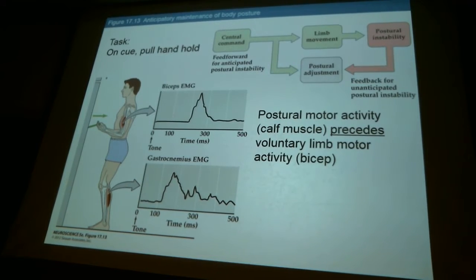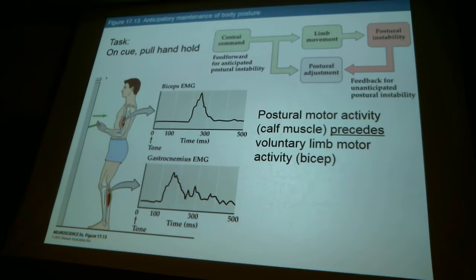Okay, and so here's sort of a textbook example of how this happens. The task here is this person is trying to pull on a handle that's attached. So they're going to flex their biceps to pull on the handle. In order to maintain their positional stance, they actually have to make adjustments in other muscles, such as the gastrocnemius muscle, so your calf muscle. So in order to pull, you have to move your other muscles.